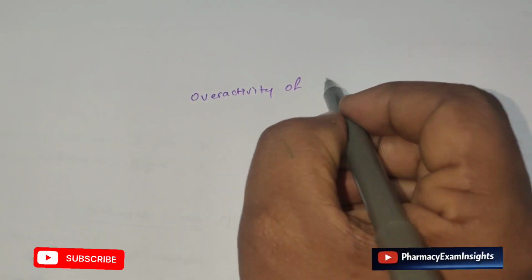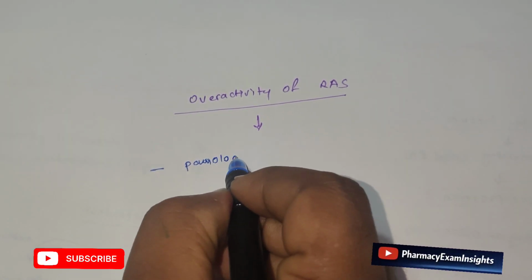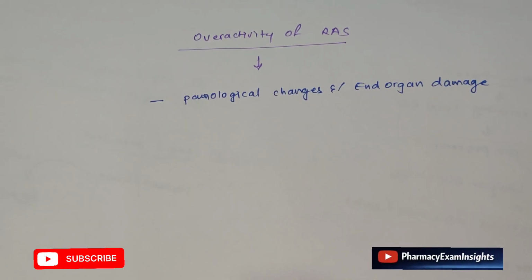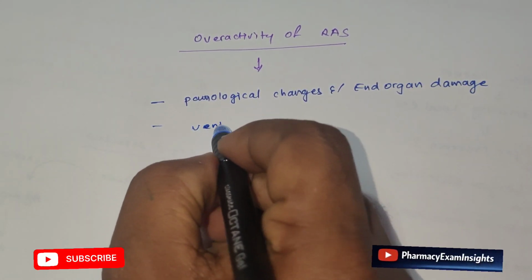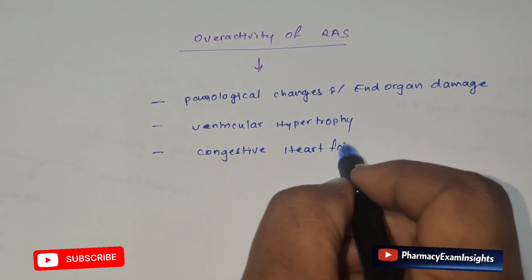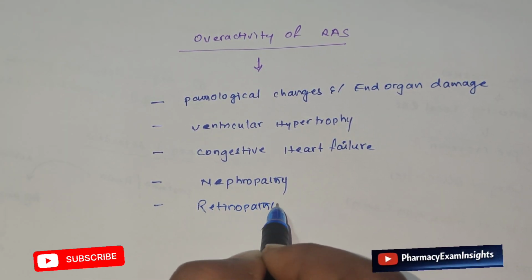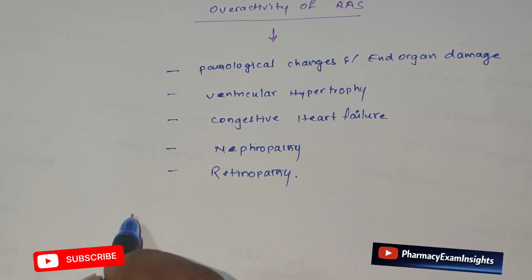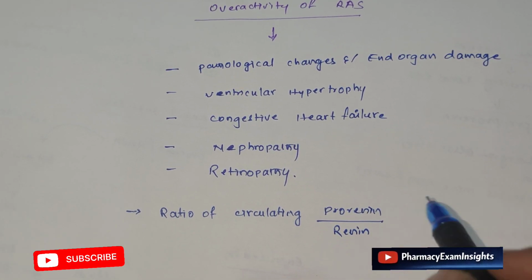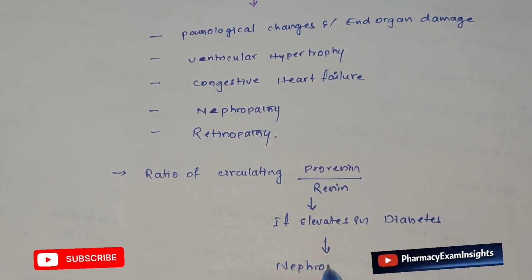The overactivity of renin angiotensin system, this is very important friends, causes pathological changes and end organ damage: ventricular hypertrophy, congestive heart failure, nephropathy and retinopathy. If the ratio of circulating prorenin and renin is elevated in diabetes, it will cause nephropathy and retinopathy.